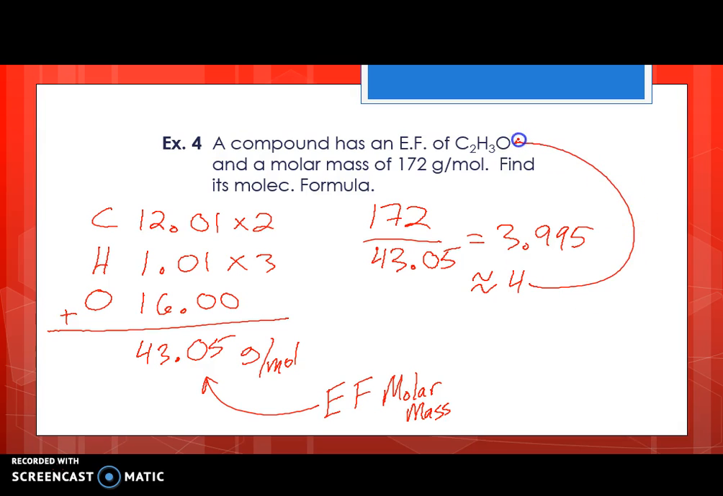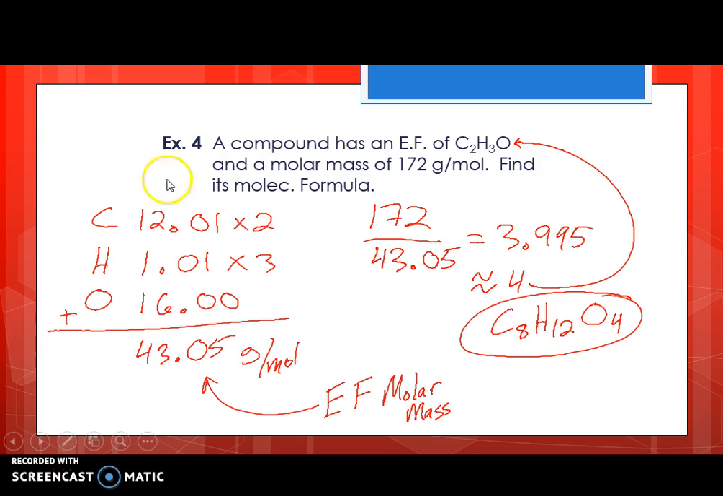So we need to multiply this by 4. So C2 becomes C8, H3 times 4 is 12, O1 times 4 is 4. That is my molecular formula, which is based off of that ratio. So calculate the mass, compare it to the actual mass, and that'll get you a ratio again. Multiply by that ratio to get the molecular formula.